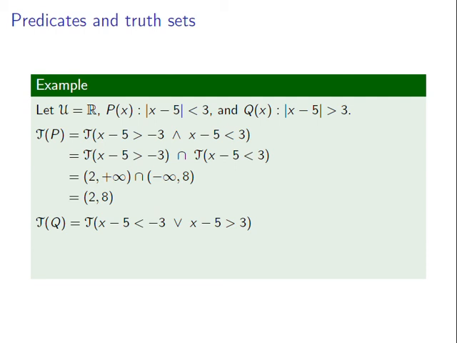The predicate, the absolute value of x minus 5 is greater than 3, is equivalent to the predicate either x minus 5 is less than negative 3 or x minus 5 is greater than 3. Thus, the truth set of the absolute value of x minus 5 is greater than 3 is the union of the truth set of x minus 5 is less than negative 3 and the truth set of x minus 5 is greater than 3, which are the set of all real numbers less than 2 and the set of all real numbers greater than 8, respectively.